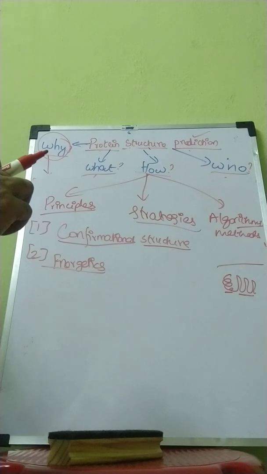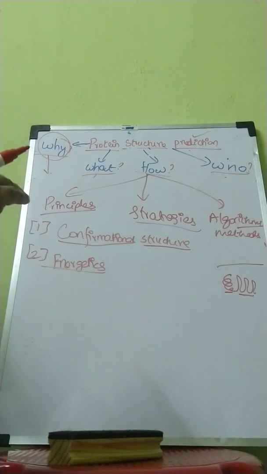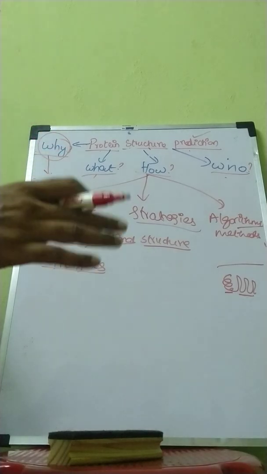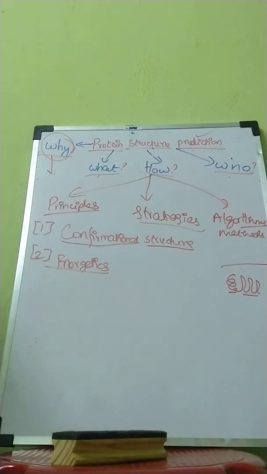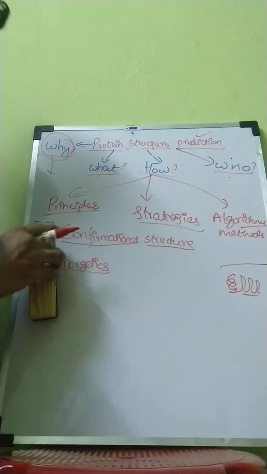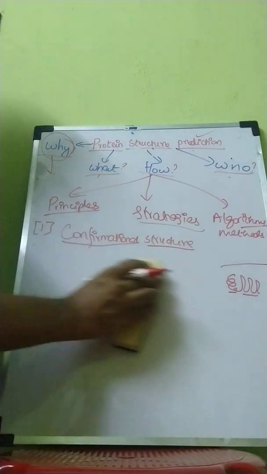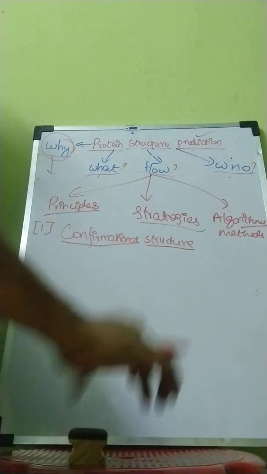Likewise, a protein is attaining its structure according to the energy level available in the surrounding environment and within itself. That is what we will be studying in this concept called energetics. So with these two principles, we are going to study and predict the protein structure. Fine. So let us start with conformational structure. In conformational structure, we will be studying certain technical terms.